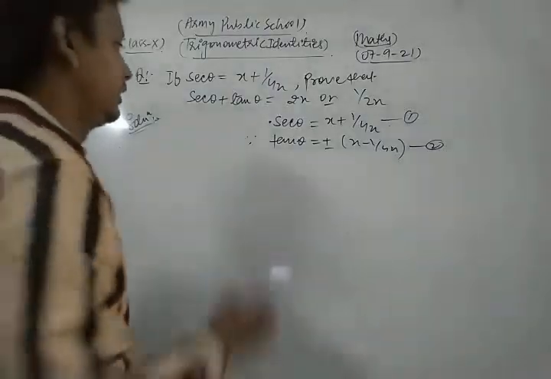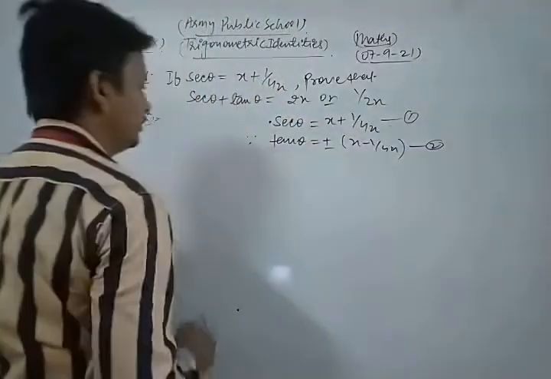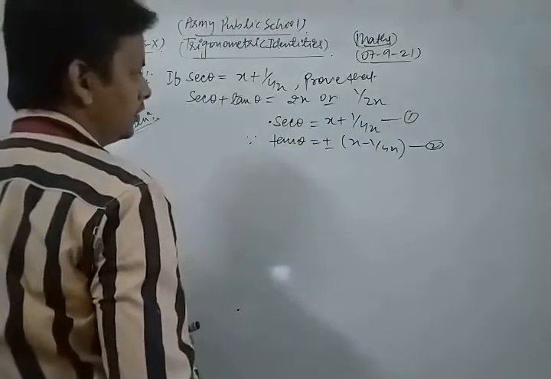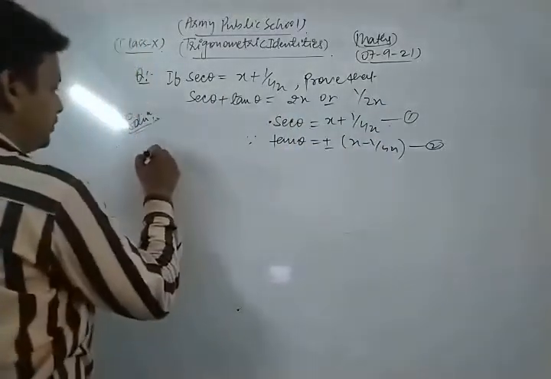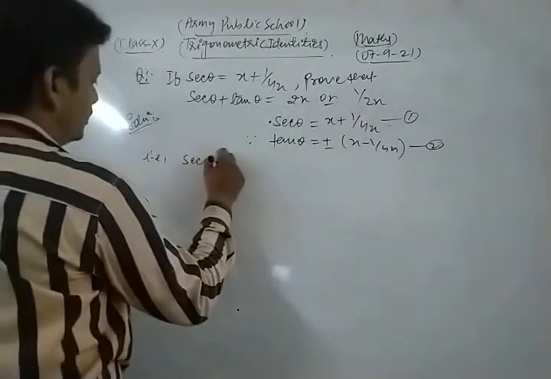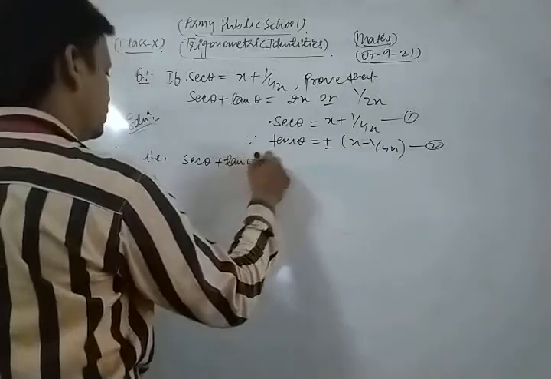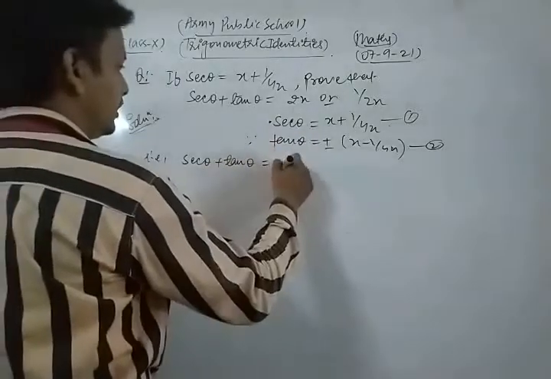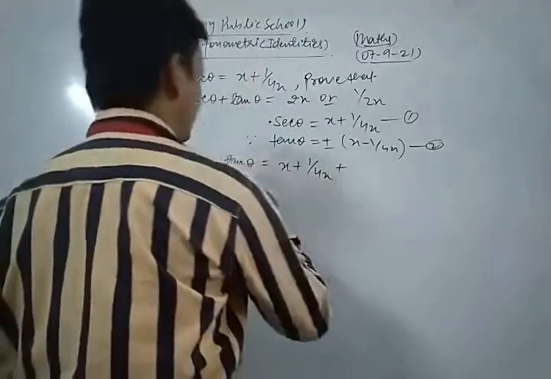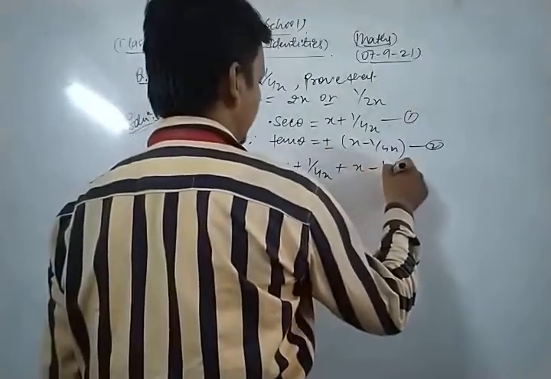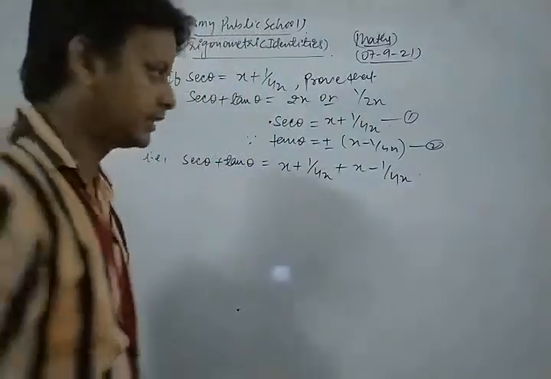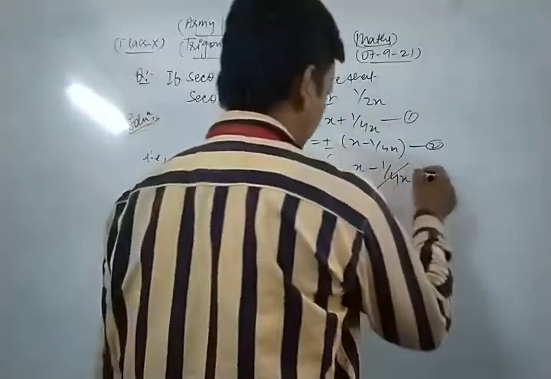Now, dear students, here we can write this as sec plus tan. We take the positive sign, so the value of sec theta plus tan theta is equal to: the value of sec theta is (x plus 1) upon 4x, plus the value of tan theta, which is (x minus 1) upon 4x. Yes, so 1 by 4x and 1 by 4x cancel each other.